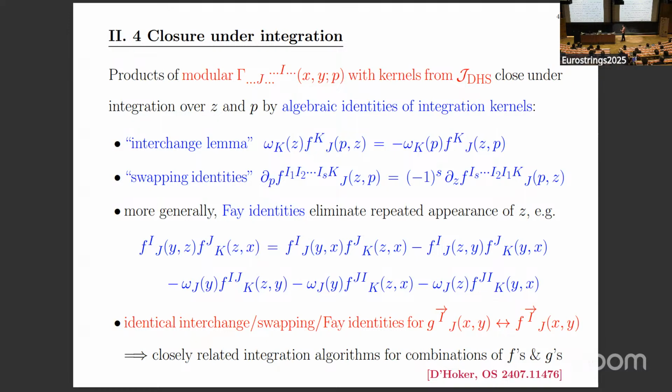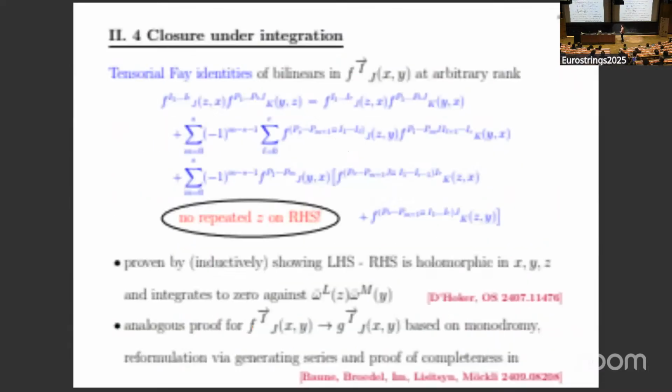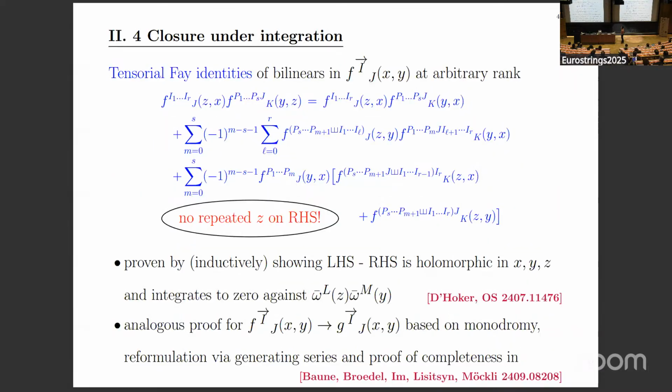Hence, the integration algorithms I advertised will take an almost identical form, no matter whether you use the G's or the F kernels. And here is the showing off slide, just to convince you that this can be done for an arbitrary number of indices. Maybe you need combinatorial tools like a shuffle product, but this can all be done nicely and recursively. And yeah, the proof for this equivalence FG was also done by the Zurich group.